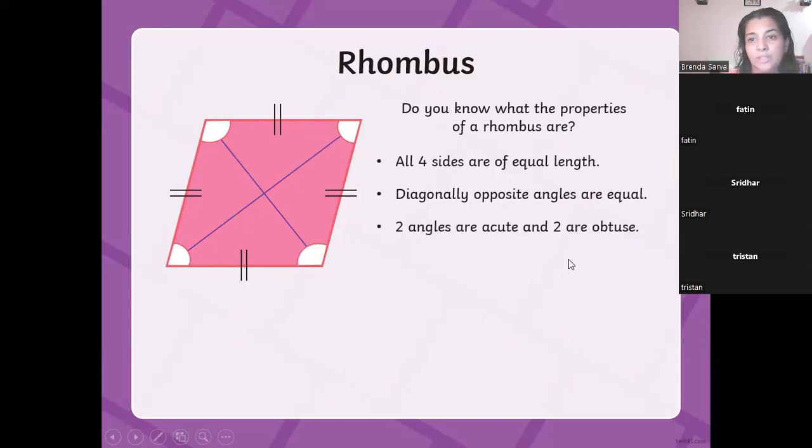Two angles are acute and two angles are obtuse, and opposite sides are parallel. You know it's parallel, isn't it? This line and this line will never meet. They are parallel. That's the feature of a rhombus.